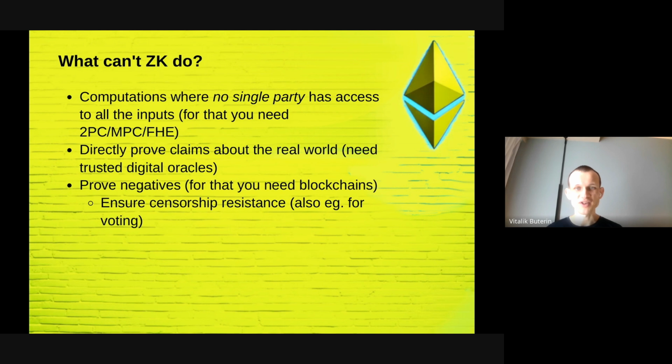This is why we have more decentralized alternatives, projects like Circles. So proving claims about the real world is another limitation. And finally, proving negatives, right? So one example of this is certificate revocation.